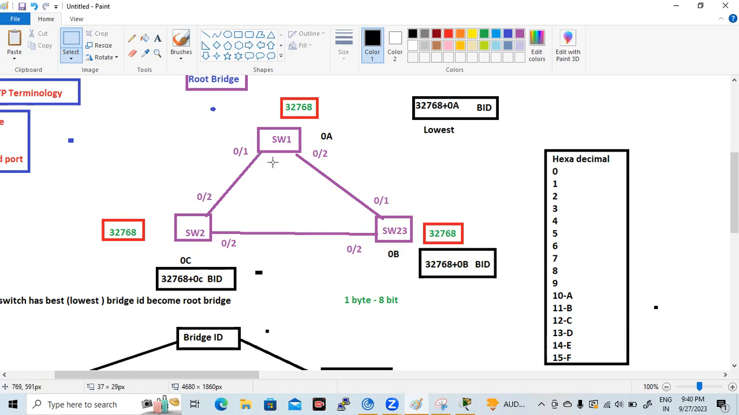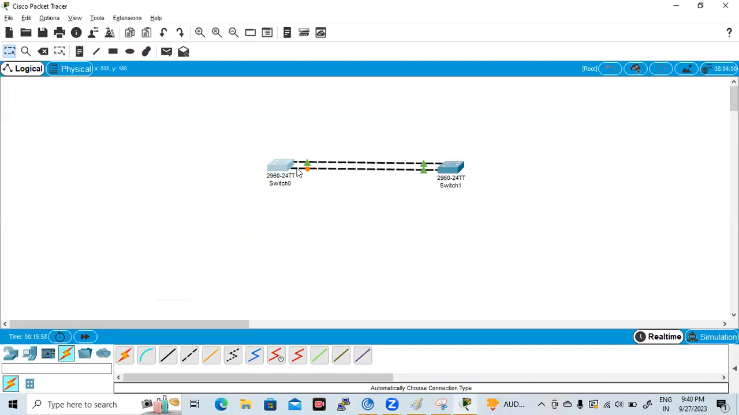Switch 1, now we know this value. That's what we said, that is the root bridge. But we don't know when we are connecting this switch. Suppose this switch we have connected right here. We don't know who is the root bridge. From the beginning, now I came to know who is the root bridge. This is the root bridge. I know that because I know the process.